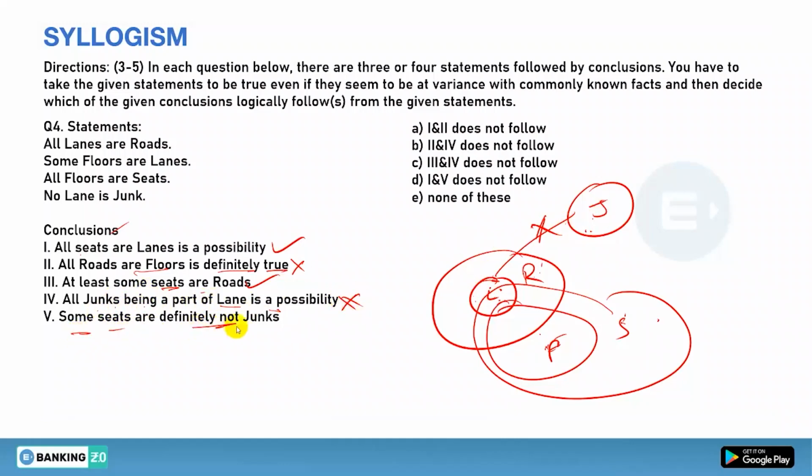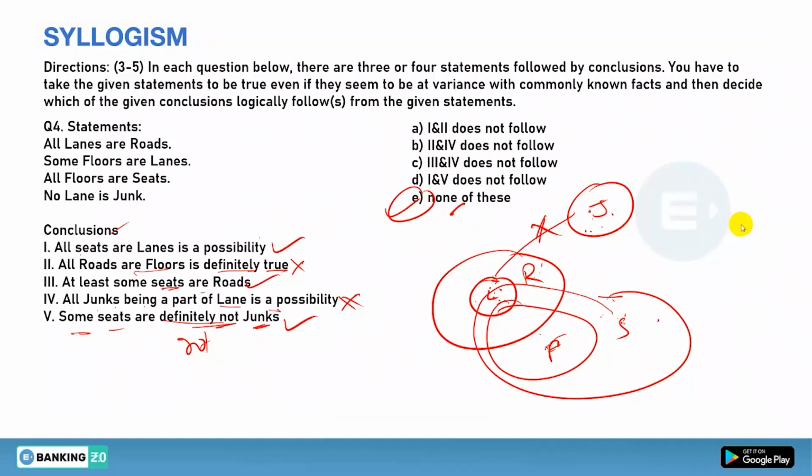Now, some seats are definitely not junks. Definitely not means not, so some seats are not junk. This is seat and this is junk, so the part of seat in the lane can't be part of junk. That is for sure. Is it clear or not? So some seat which are part of lane can't be part of junk. So this is true. So first, third and fifth follow. Is there any option? No. So the answer will be none of these.